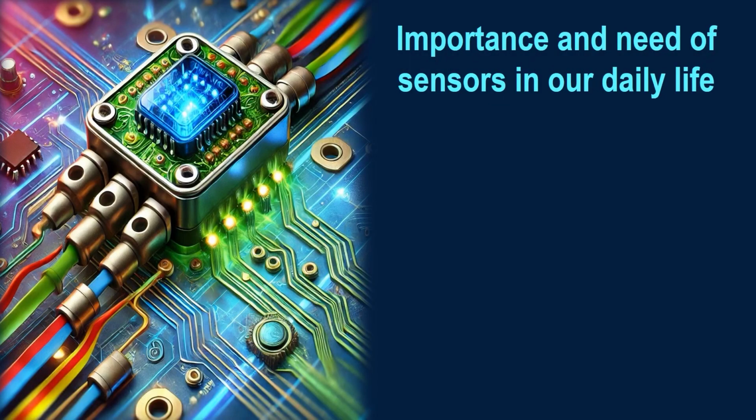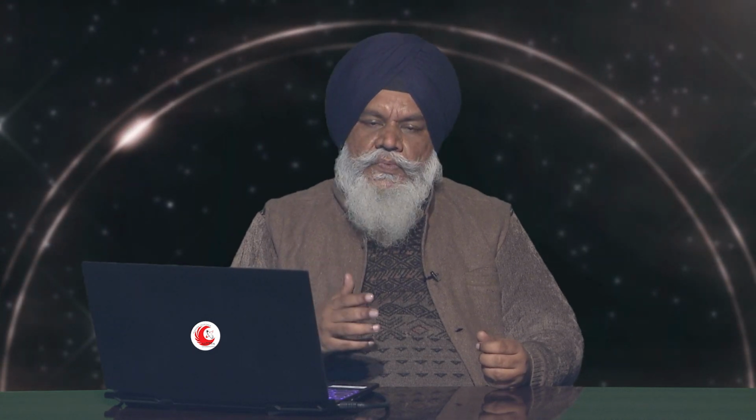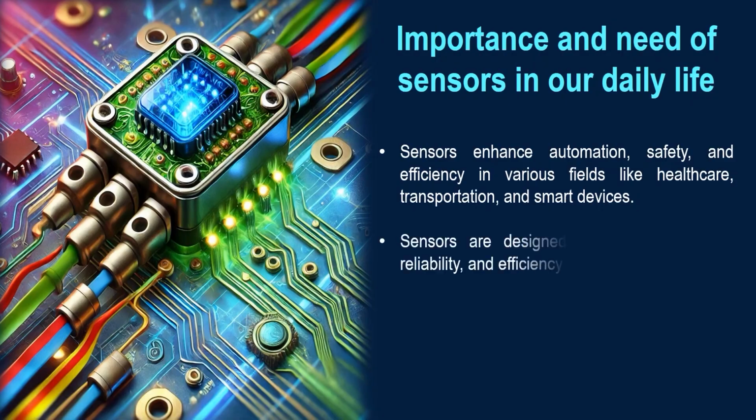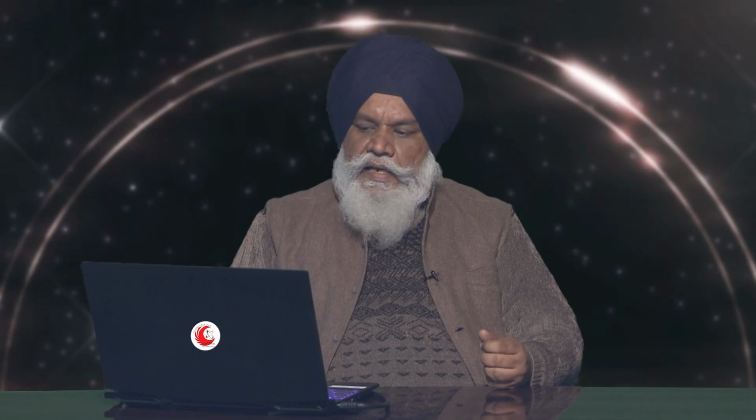So what is the importance and the need? Because we are interested in automation, safety and efficiency, all these things are required in healthcare, in transportation, and in smart devices. So these sensors are designed for precision, reliability, and efficiency in computing information. And of course, these sensors are an integral part of IoT systems, for robotics and AI-driven systems. There are n number of sensors.